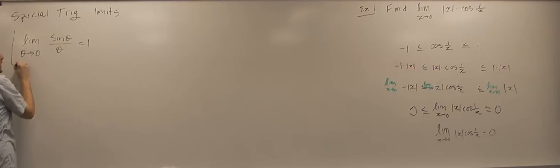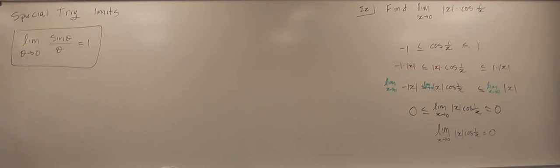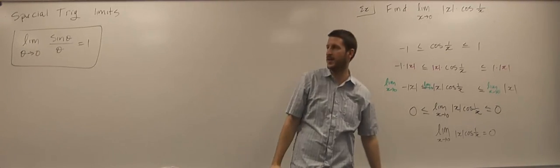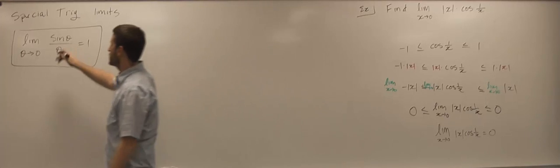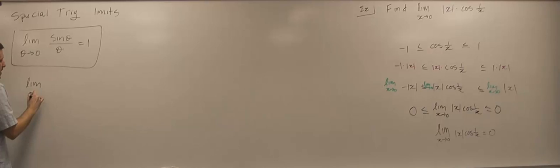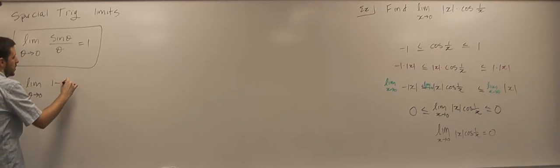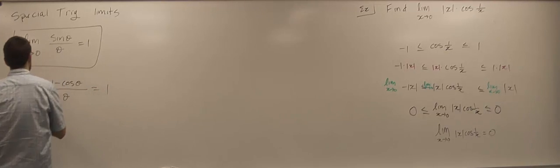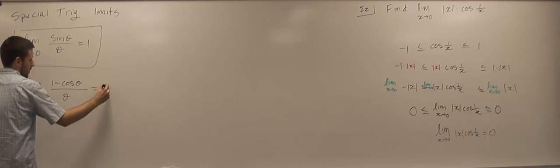So this is just kind of like in a blue box, and whenever anything's in a blue box, then you know you have to memorize it, and know it, and understand it. And the other one has to do with cosine. The limit as theta goes to 0 of 1 minus cos theta over theta. Oh, 0. Yep.